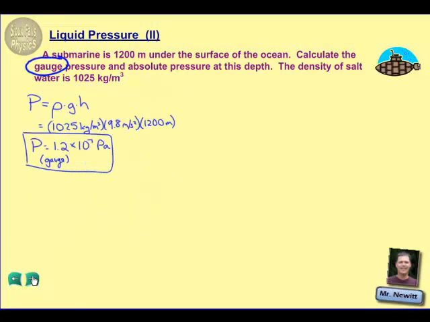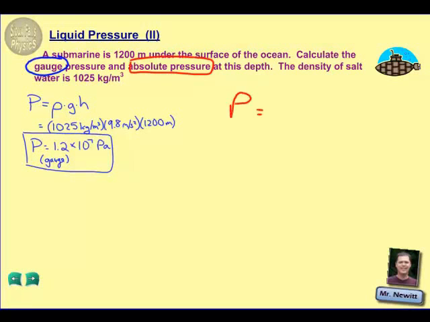Okay, the second part of the problem says to find the absolute pressure. So let's talk here for a second. What is different about absolute pressure versus the gauge pressure? In calculating the absolute pressure, we now need to consider all pressures that are acting upon the submarine. So now we need to include the atmospheric pressure that would also be on top of this vessel. So we're going to change a little bit here.